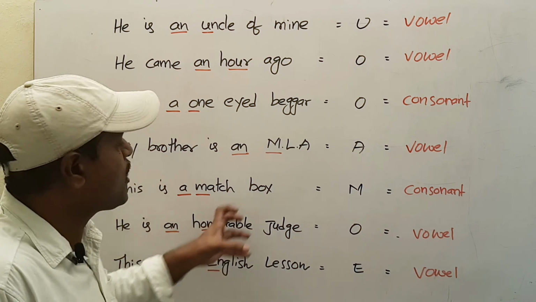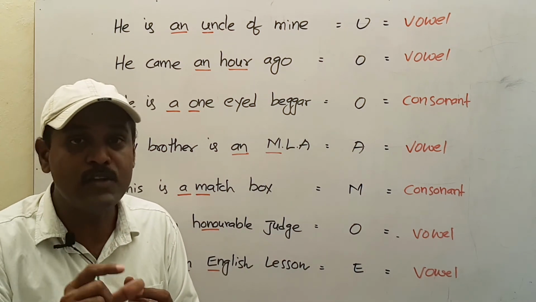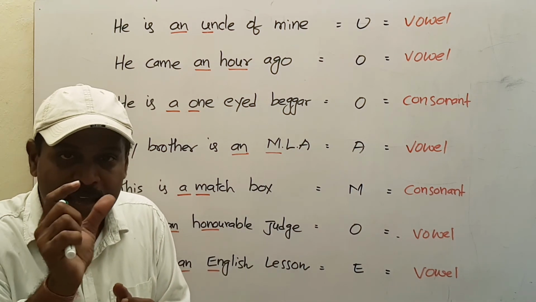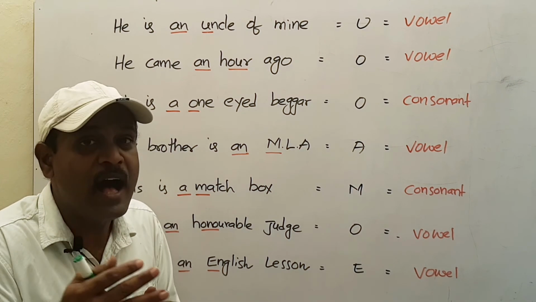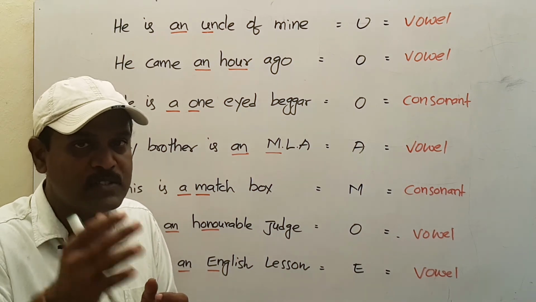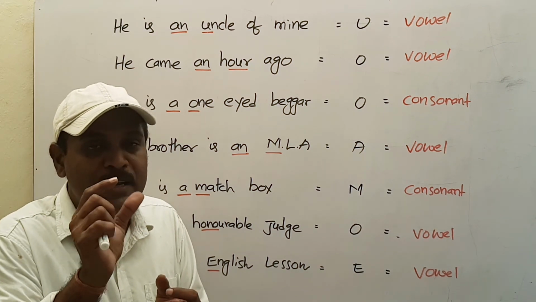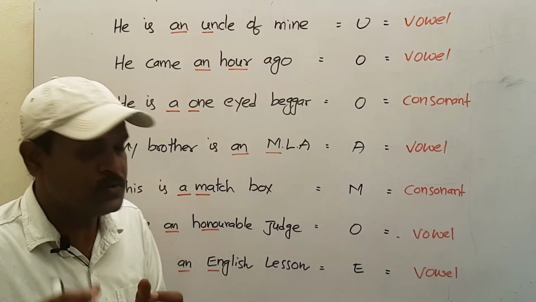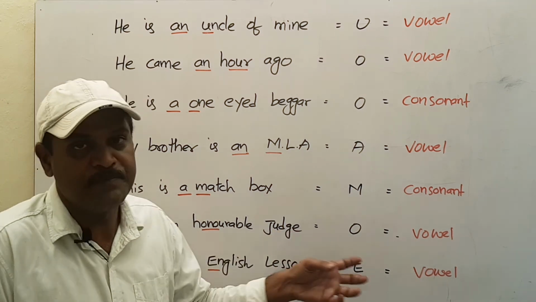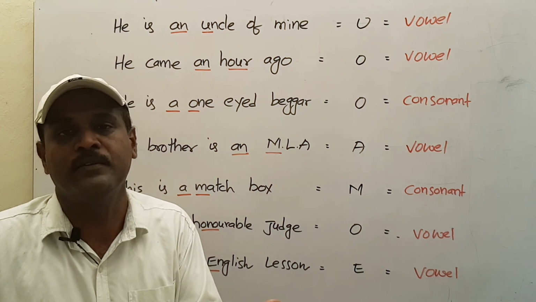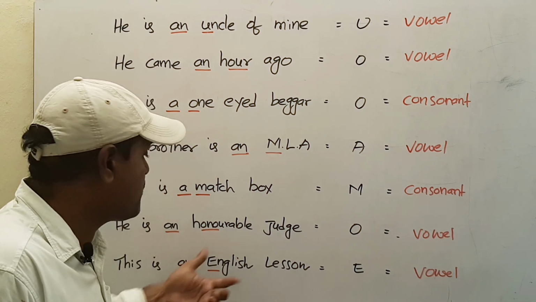He is an honorable judge. Honorable, not honorable with an h. We have to pronounce it without the h sound. That's why we can hear a vowel sound at the starting. So we have to keep an before it. This is an English lesson. English is a vowel sound. That's why we have to keep an before it.